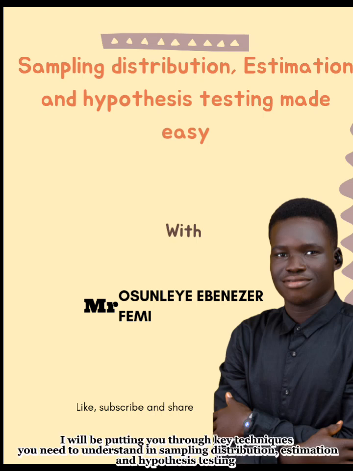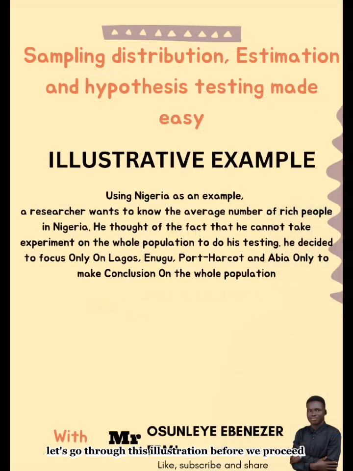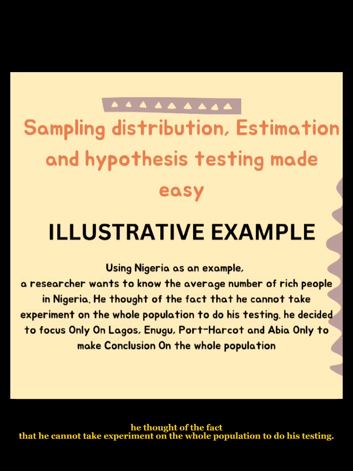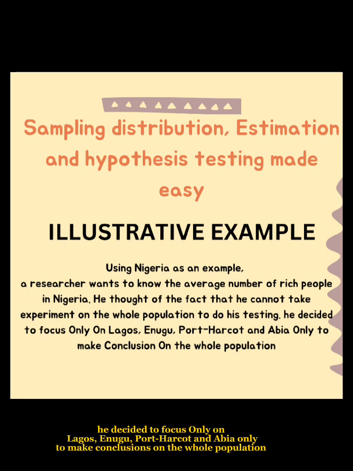I will be putting you through key techniques you need to understand in sampling distribution, estimation, and hypothesis testing. Let's go through this illustration before we proceed. Using Nigeria as an example, a researcher wants to know the average number of rich people in Nigeria. He thought of the fact that he cannot run an experiment on the whole population to do his testing. He decided to focus only on Lagos, Enugu, Port Harcourt and Abia, to make conclusions on the whole population.